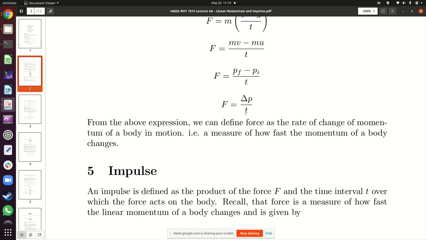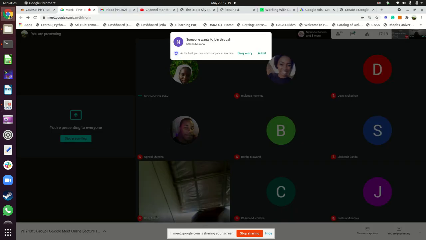This is the force we are interested in. A force causes the velocity or the motion of an object to change. That's what force does. So if the motion of an object does not change, then it means that there is no force acting on this particular object. The force we are interested in is a resultant force, this F. This F is a resultant force. Are we clear?